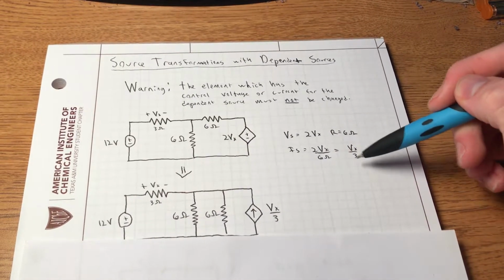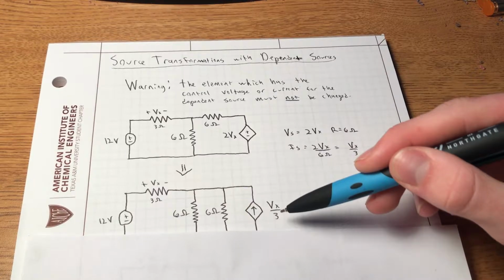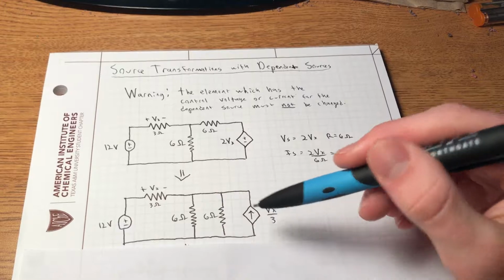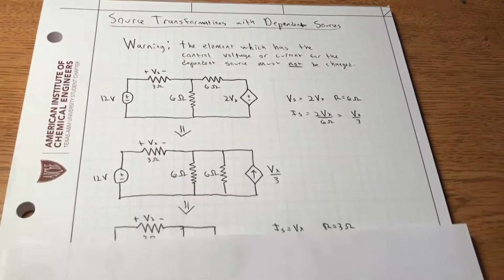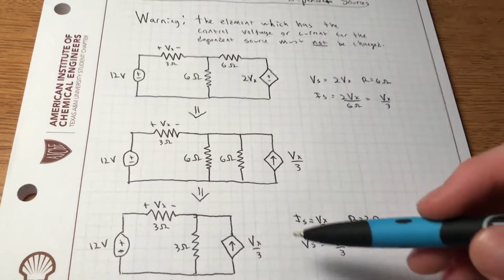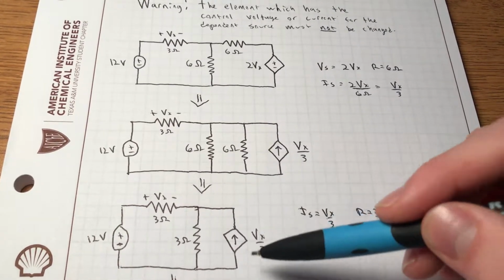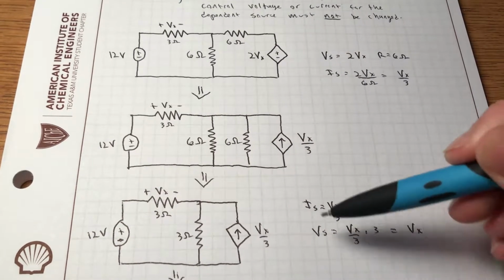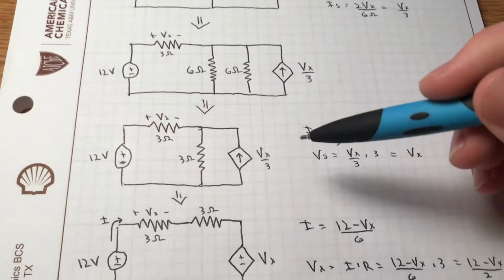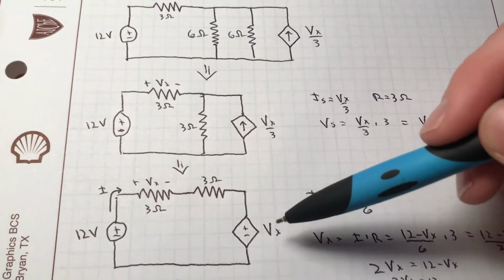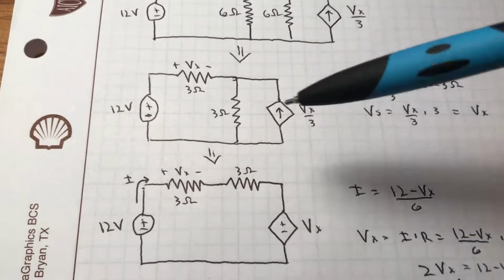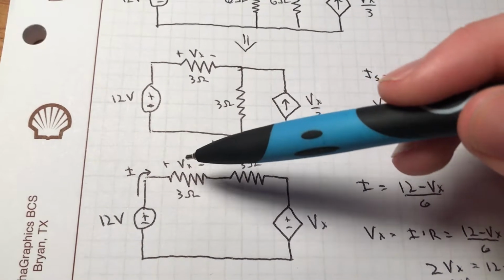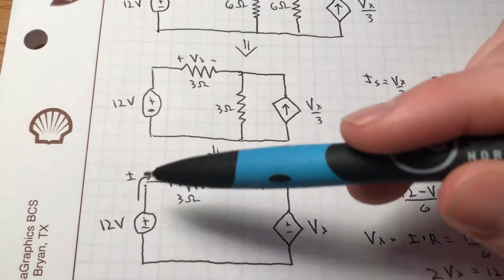We now have the current source being Vx over 3, and the 6 ohm resistor is now in parallel with the current source. These of course can be combined to form a 3 ohm resistor, and then we could change this now back to a voltage dependent source using the following equations, right? So now we have the 3 ohm resistor in series with this voltage source, which is simply just Vx. So now we have a simple to examine circuit which can help us find the voltage across this resistor, or Vx.